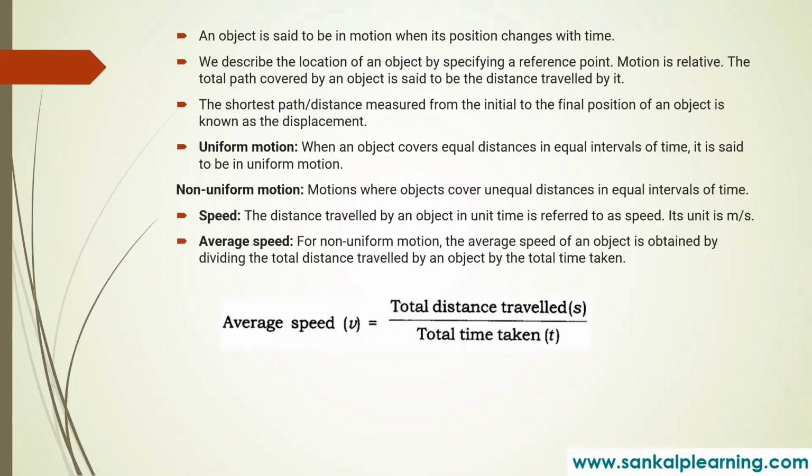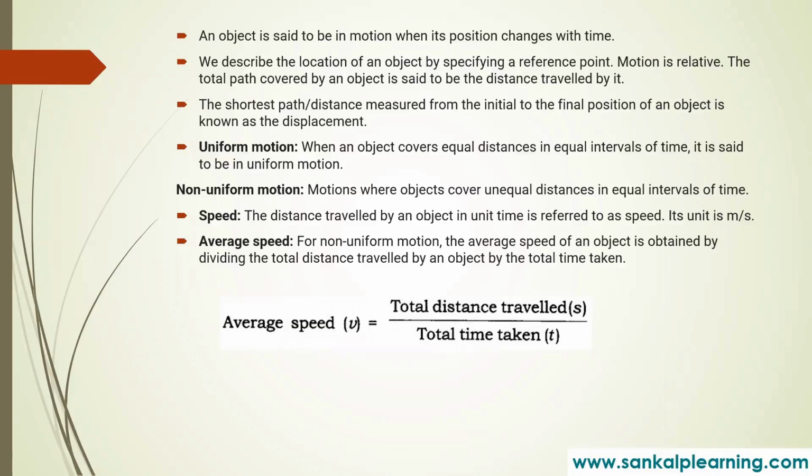Next point. We describe the location of an object by specifying a reference point. Motion is relative. The total path covered by an object is said to be the distance traveled by it. That is, if the object is covering some path length, that is called the distance traveled by the body.